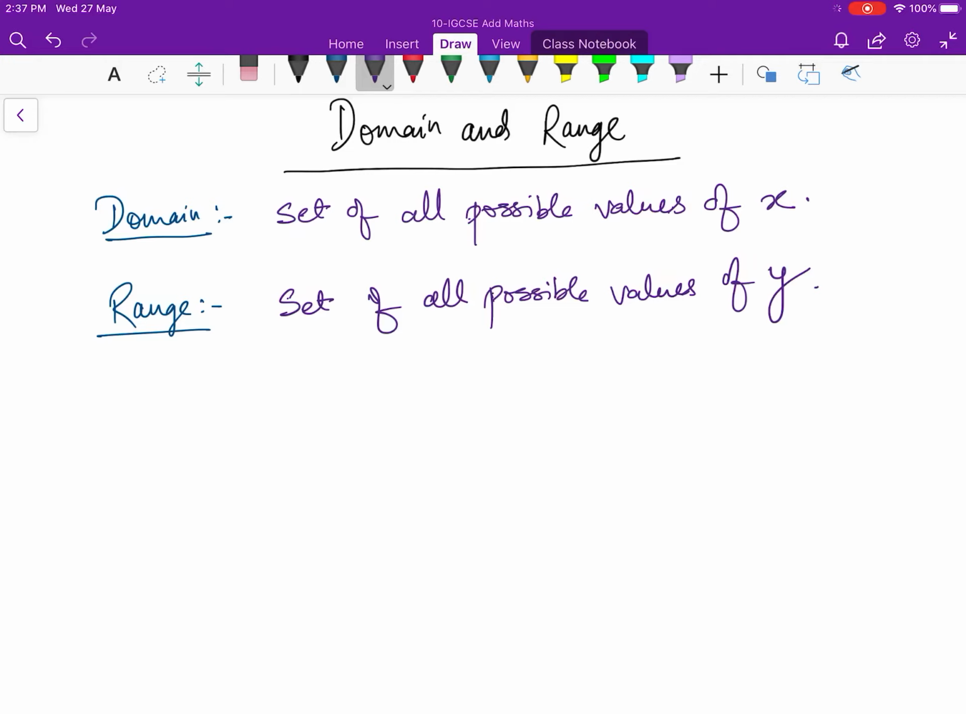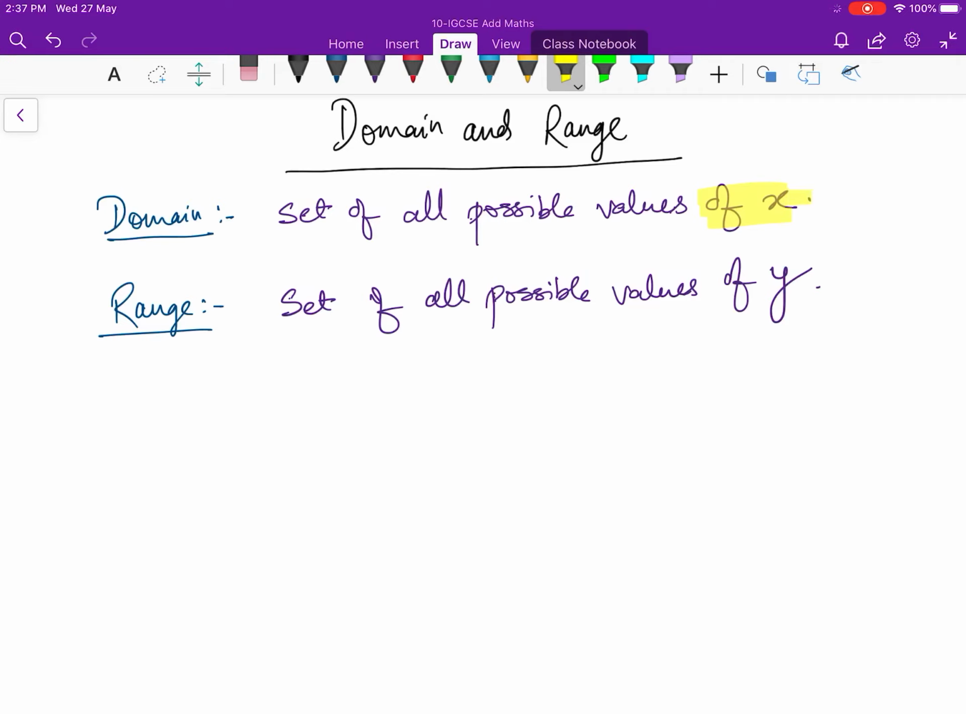In this video I am going to discuss domain and range. If any relation is given, you can find the domain and range of that relation. Basically, the simple way to understand is that in any relation, all possible values of x are called the domain, and all possible values of y are called the range.